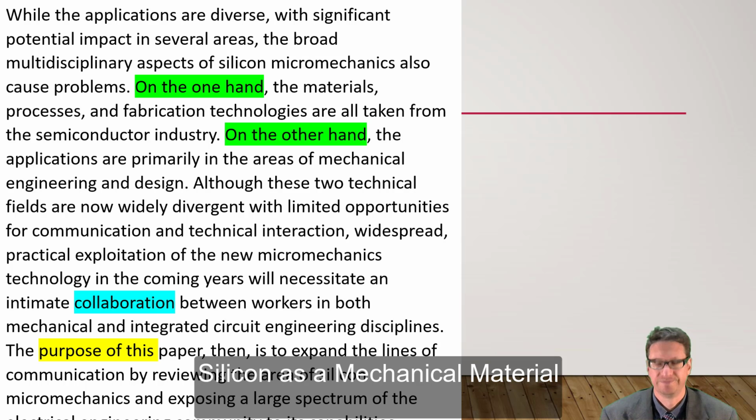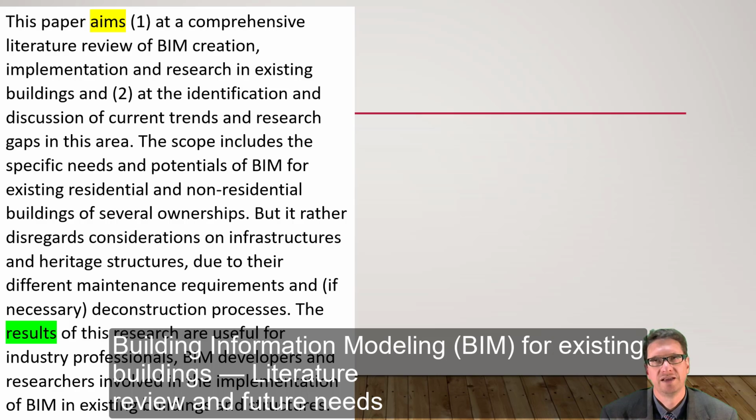Let's look at another one. Second last paragraph, again in the Building Information Modelling BIM paper by Rebecca Volk. This paper aims at 1, 2, you immediately get some structure. The scope includes, tells you what's in, it also tells you what's out. It rather disregards considerations on infrastructure. Very clear about what's in, what's out. This is the scope. Who cares? Well, the results are useful for A, B, and C.